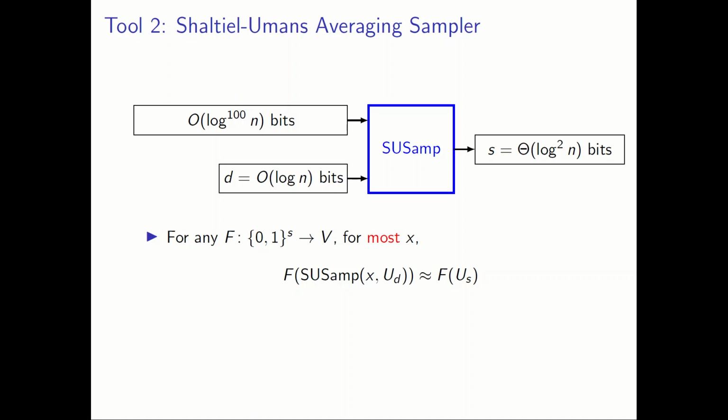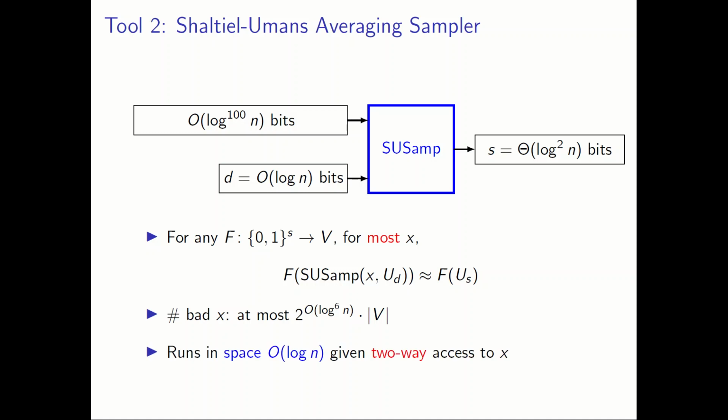And quantitatively, once you've already fixed this function f, the number of bad x, for the specific sampler I have in mind by Shaltiel and Umans, is like 2 to the log to the 6th n times the size of this codomain. Compared to the number of all x, which would be like 2 to the log to the 100 n, the number of bad x is very, very small. And again, this algorithm runs in log space as long as it has unrestricted access to its inputs.